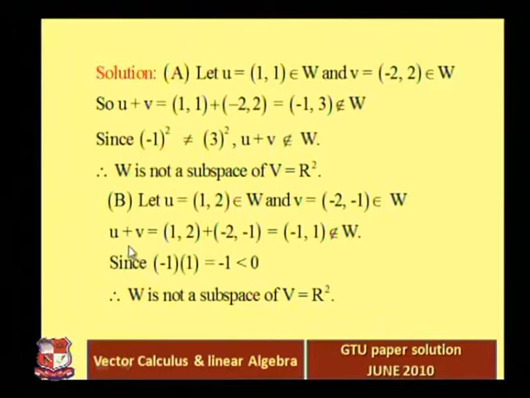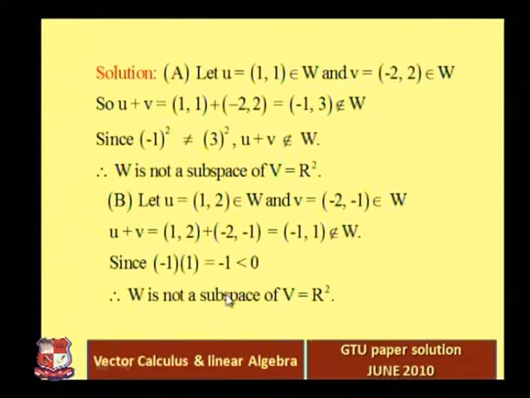Let's check u plus v. What is our u plus v? 1 minus 2, that is -1, and 2 minus 1, that is 1. So -1 into 1 is -1. So that's why u plus v does not belong to W. Only those elements are in the set W such that the multiplication of the two coordinates is greater than or equal to 0, but u plus v does not belong to W because -1 into 1 is equal to -1, which is less than 0, right? So here is the reason. W is not a subspace of V, that is R2.